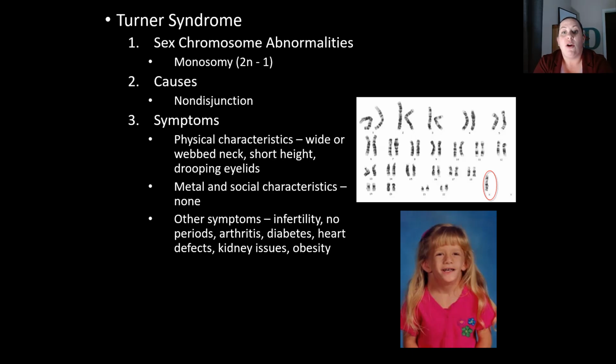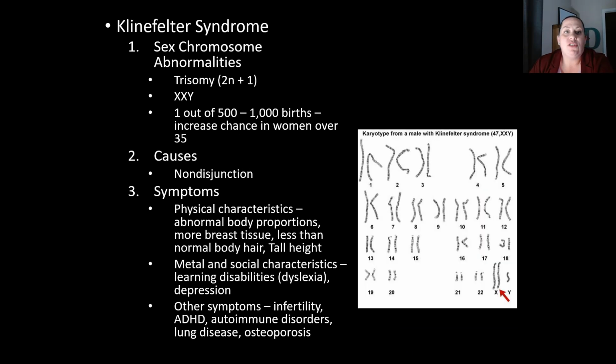They tend to develop arthritis, diabetes. They do have some heart defects that could be present, kidney issues, and they do have to fight obesity a little more often. And so these are some of the potential symptoms with Turner syndrome. The next one is Klinefelter syndrome.